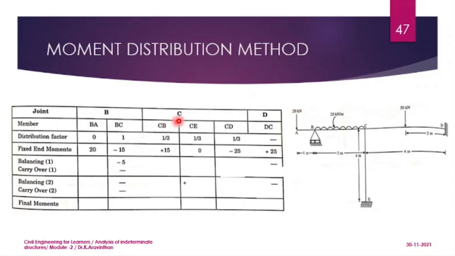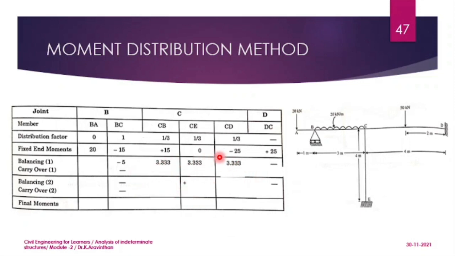And then take the joint C. In joint C, you have moments of 15, this 0 is not taken, and 25. So adding these 3, what is your total moment here at joint C? Plus 15 minus 25 is minus 10. So you have to apply plus 10, and plus 10 into 1 by 3 will be 3.33, isn't it? So you will be getting 3.33 at CB, CE and CD. All will be 3.33.